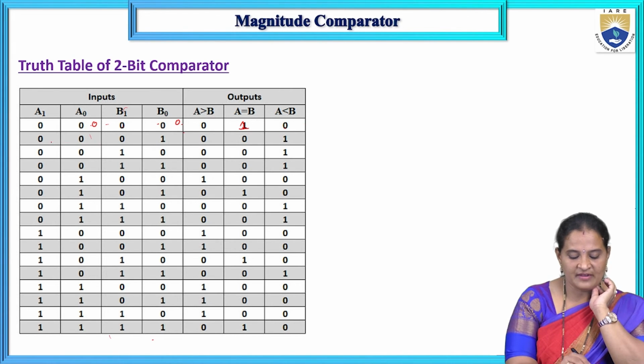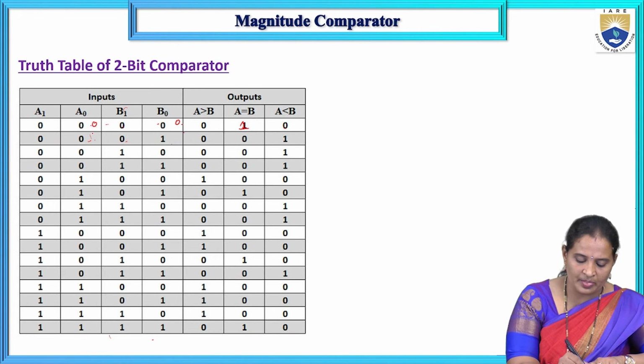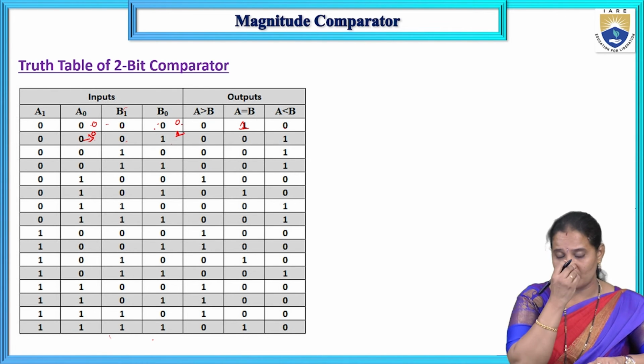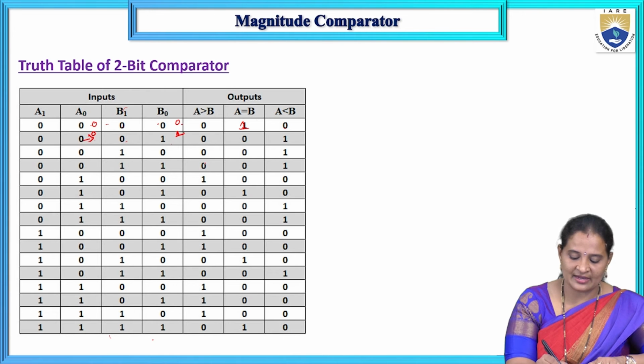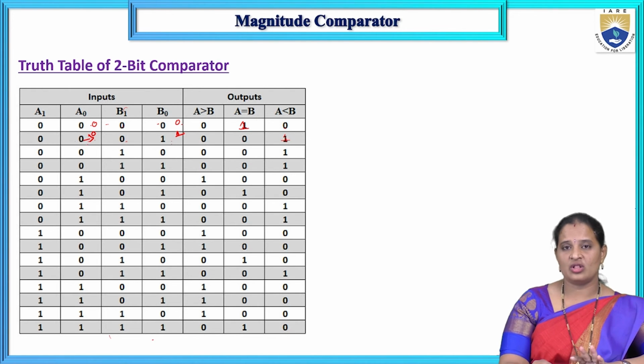In similar fashion, if A is 00 and B is 01, the decimal equivalent of A is 0, whereas B is 1. Is A greater than B? No, so A greater than B is 0. Is A less than B? Yes, A is 0 whereas B is 1. So A less than B is 1 whereas A greater than B is 0. Like that we can find out all the outputs for all the input combinations.